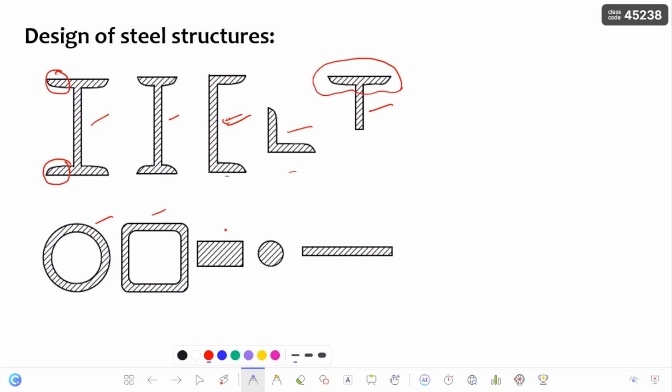Next, coming to the solid sections. These are used in case of very high loads coming onto the structural element. Now this is a plate section. These plate sections are used in making built-up sections. It may be plate girders, box girders, and all other different types of sections. So this is just a glance at all these different types of cross sections used in the steel industry.